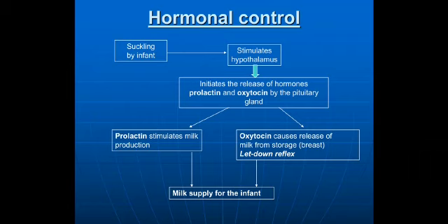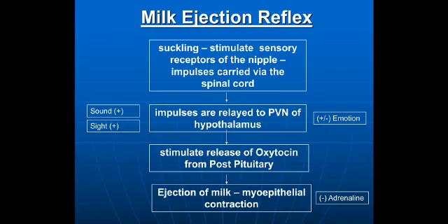Prolactin stimulates milk production or milk formation. Oxytocin causes release of milk from storage, that is the milk ejection reflex or let down reflex. Finally, the milk is supplied to the infant. So what is the milk ejection reflex?